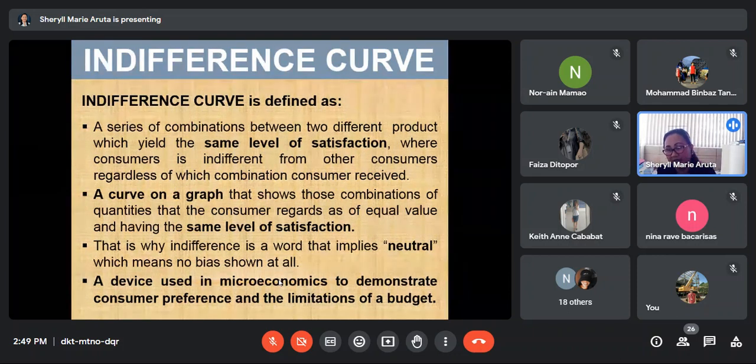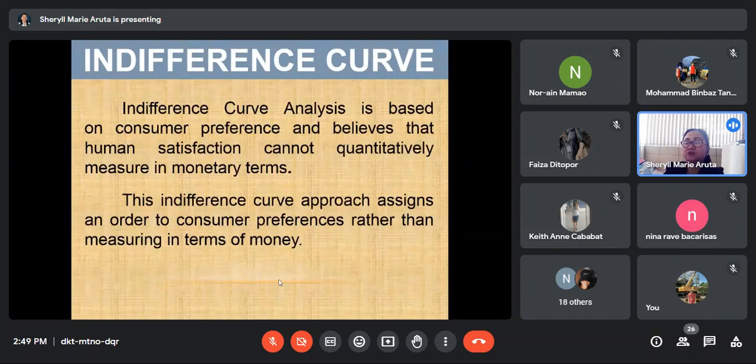Mao tong first slide kaganina, we have consumer preference, budget constraint, and utility maximization. Kay again, the three boils down to the last, utility maximization. Okay? So ato ang ila-ilahon pag-ayo ang indifference curve. So ang indifference curve daw is an analysis that is based on the consumer's preference. And ang imuhang choice, believe that there is what we call satisfaction. So ang satisfaction cannot be quantitatively measured in monetary terms.